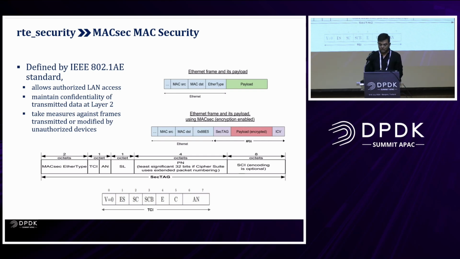AN is a 2-bit field which is used to specify what type of SA we want, what SA we want to configure. So we can have 4 SAs for a particular secure channel.